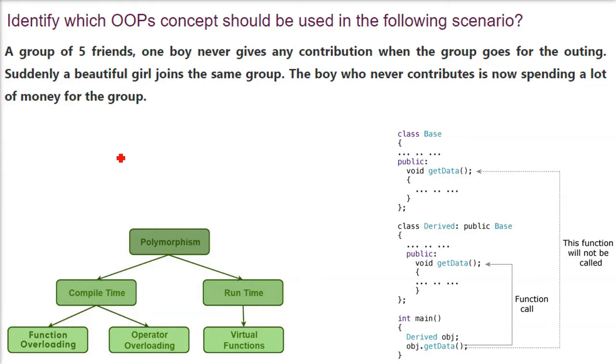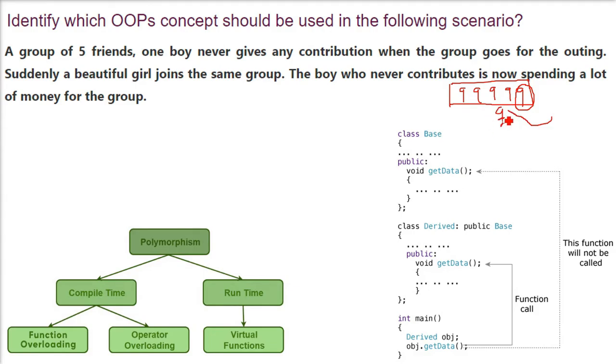There is a very interesting scenario. Now what happens here? There are 5 friends, and they're good friends, and they go out for some food and beverages, etc. But one of the boys in these 5 boys never gives money. He is never contributing at all. The 4 other guys are contributing.